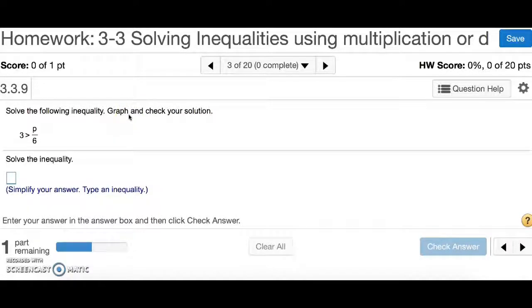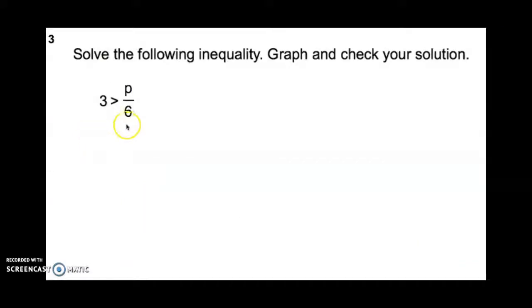Starting with number 3, solve the following inequality and graph it. So let's take a closer look at it. So solving for p, it's in a fraction and being divided by 6. So what we do is cross the 6 out, bring it to the other side, and multiply it to 3. So we have 18 is greater than p.